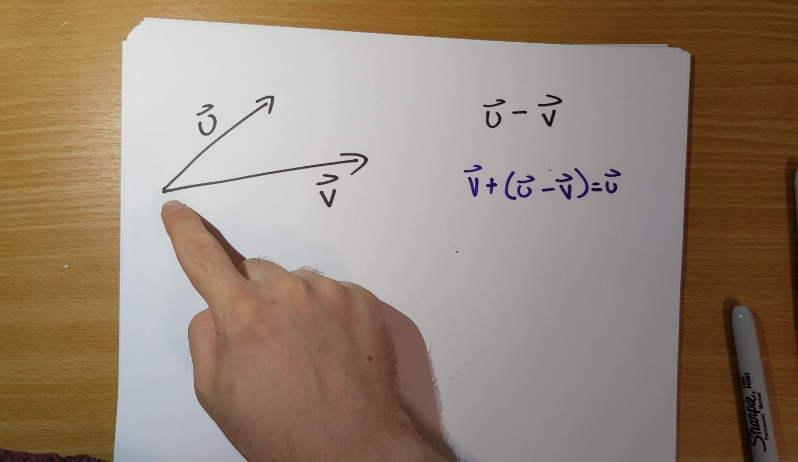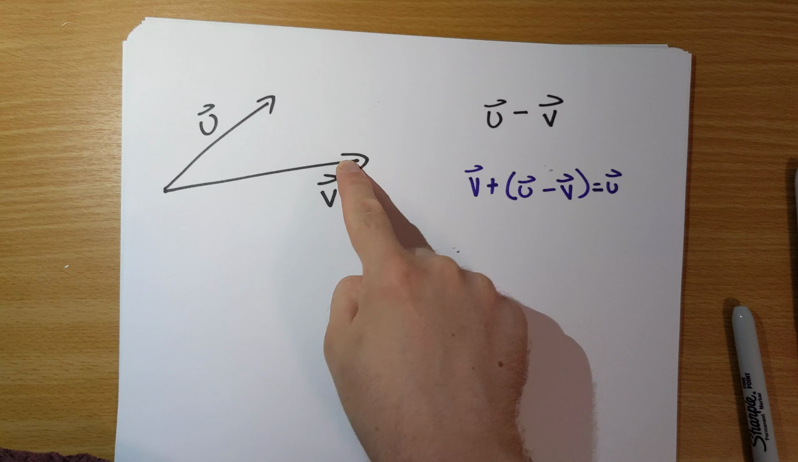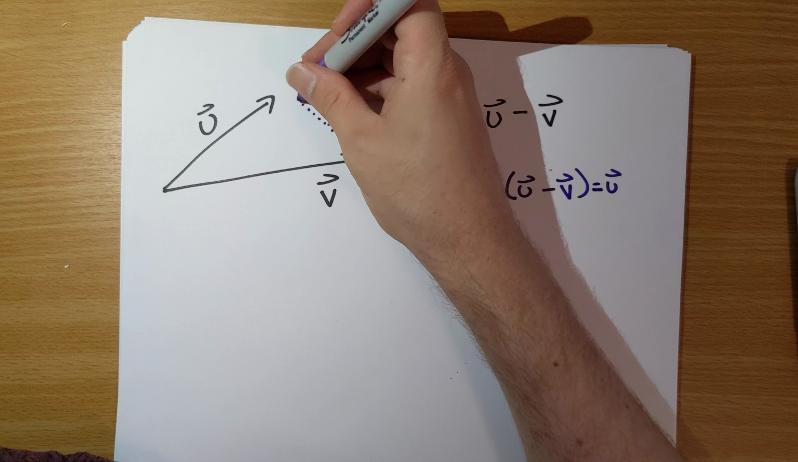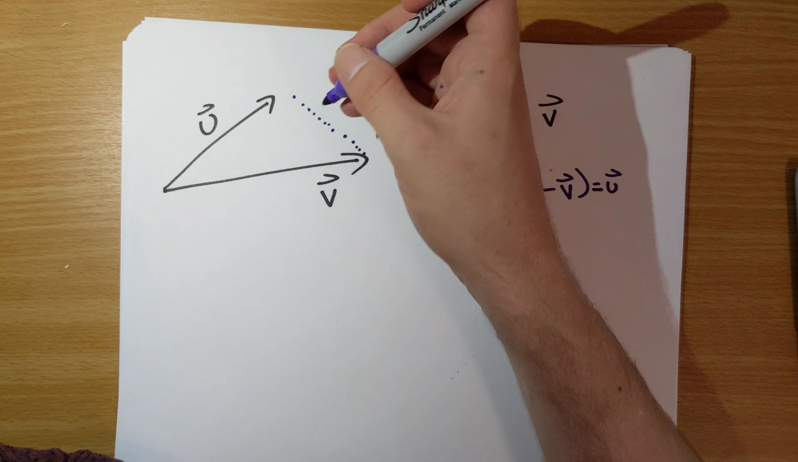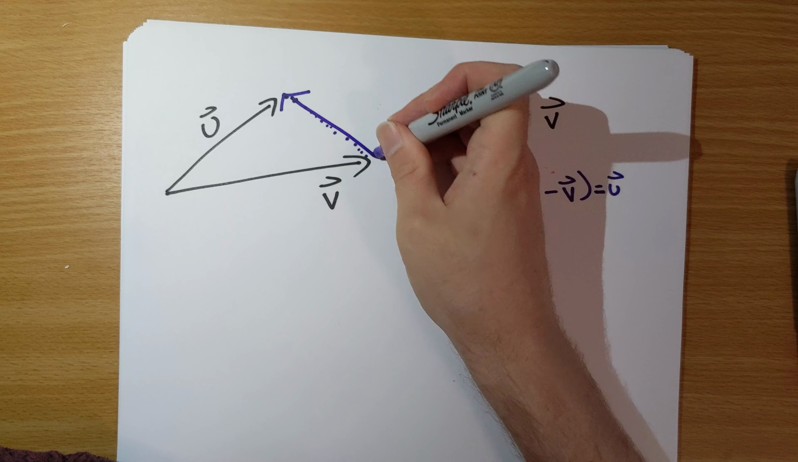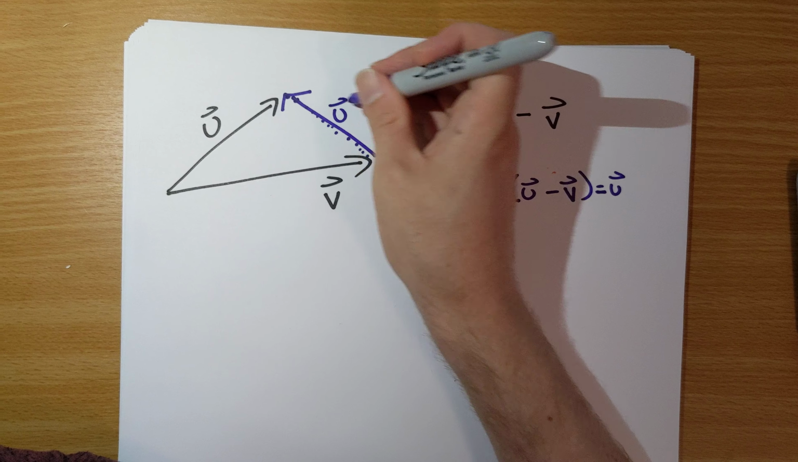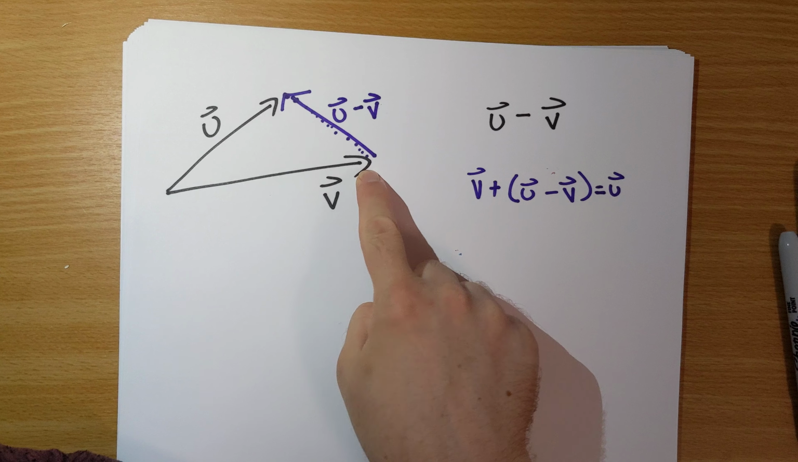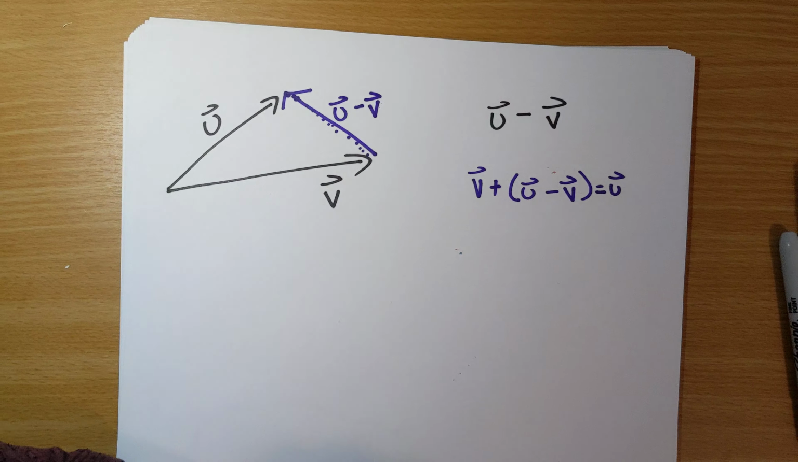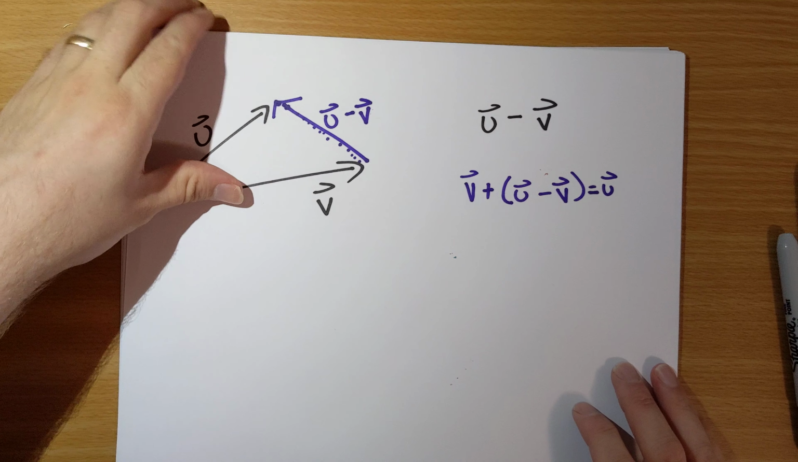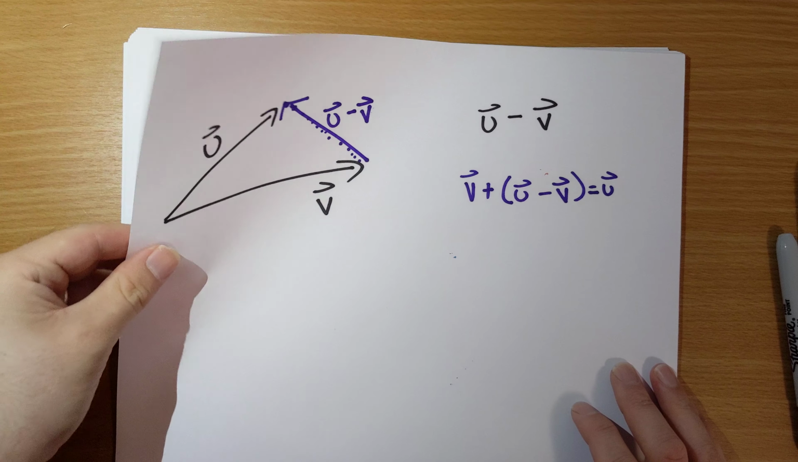So what do we do here? If we do v, and if we form a little triangle here, this vector right here is going to be u minus v. v plus u minus v gives us u. Okay, that's pictures for all 3 of those basic operations.